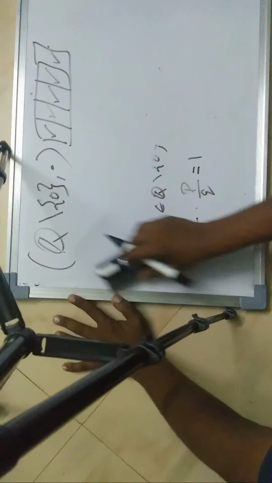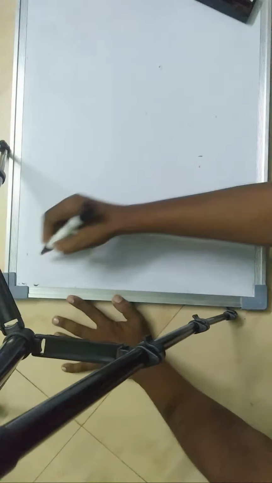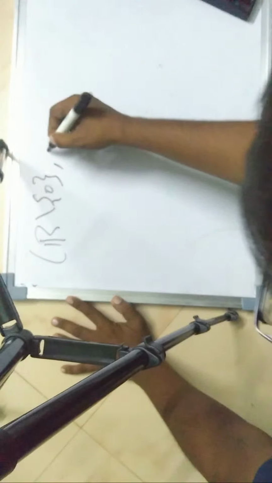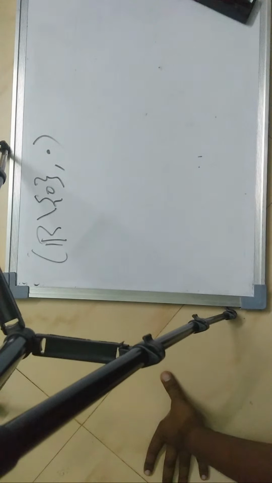Now, the same thing holds for the set of all real numbers minus 0. That is, you remove 0 from the set of all real numbers, and this again forms an abelian group. So, you can verify.